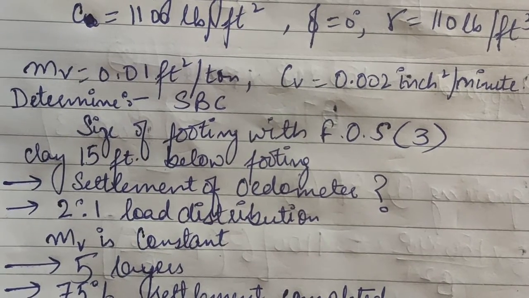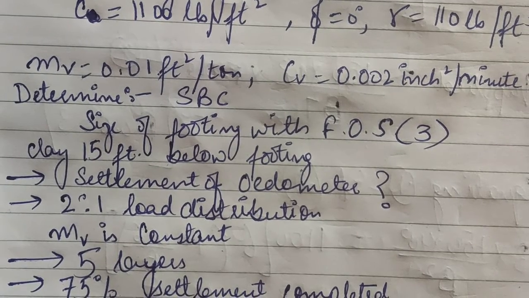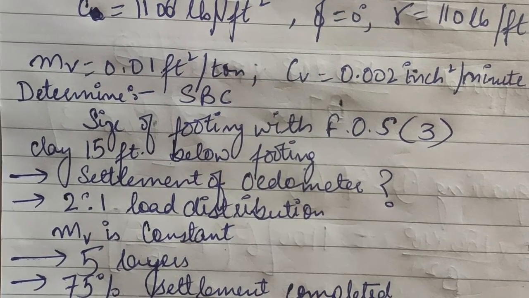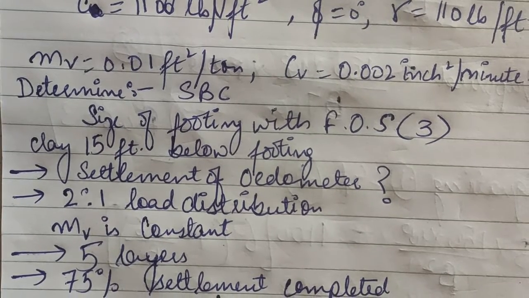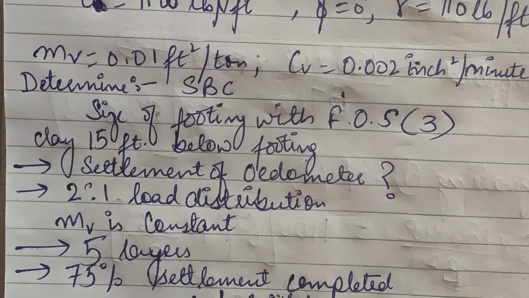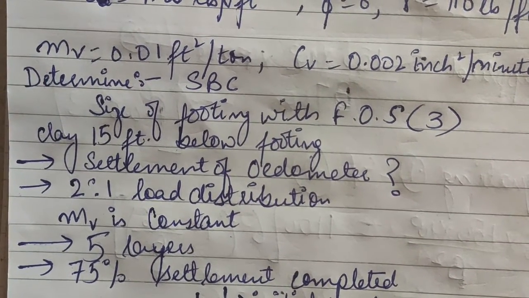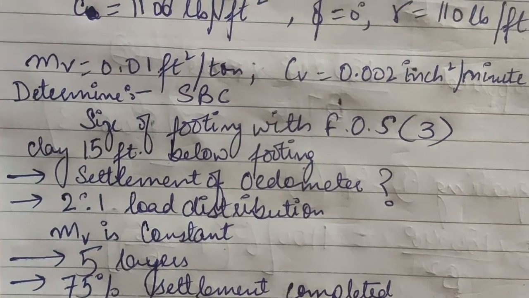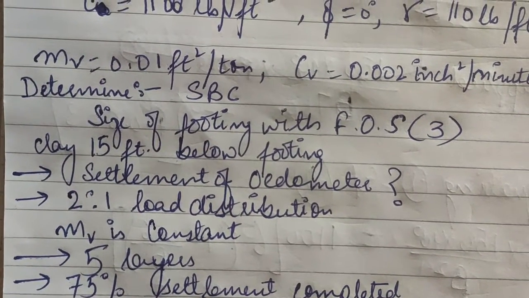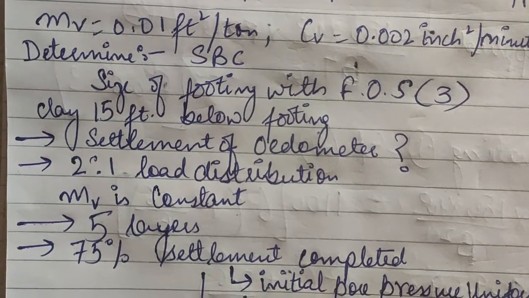We have coefficient of volume change mv, that is 0.01 feet square per ton, and coefficient of consolidation cv as 0.002 inches square per minute. We are asked to determine the safe bearing capacity such that the footing designed is with a factor of safety. Clay layer is at a depth of 15 feet below footing.